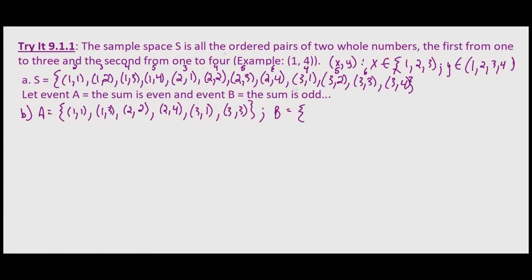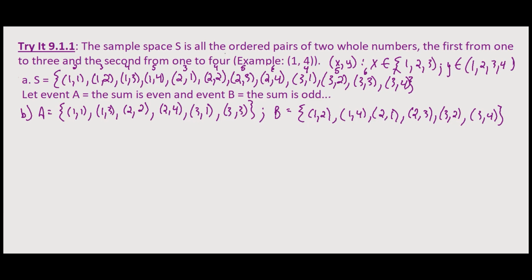So event B equals (1, 2), (1, 4), (2, 1), (2, 3), (3, 2), and (3, 4). And then the closed bracket to signify the end of the set.